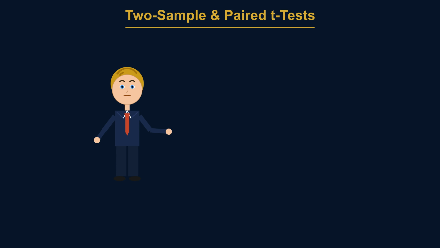Today we're going to be extending the t-test in two directions. First, the two-sample t-test for comparing means of two independent groups. Second, the paired t-test for data that comes in naturally matched pairs.